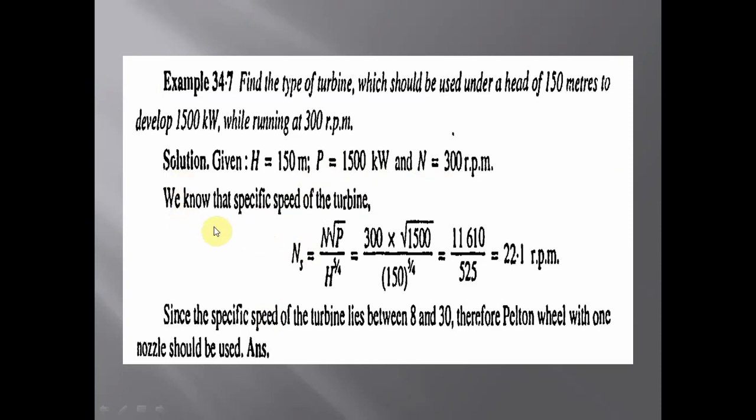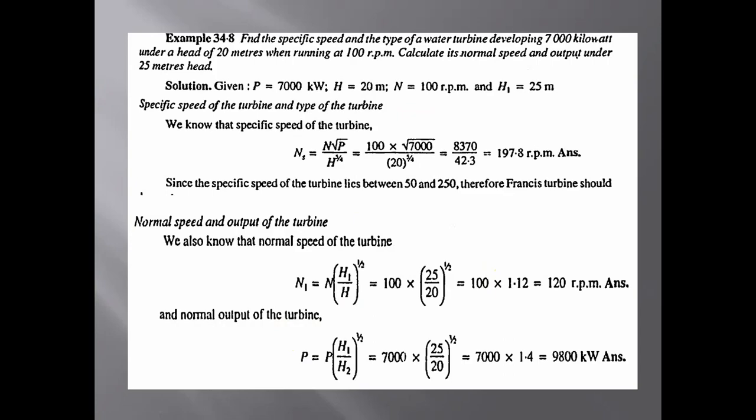So we know the specific speed of the turbine, Ns = N × √P divided by H^(5/4), that is 300 × √1500 divided by 150^(5/4), that is 11610 divided by 525, that is 22.1 rpm. Since the specific speed of the turbine lies between 8 and 30, therefore a Pelton wheel with one nozzle should be used.